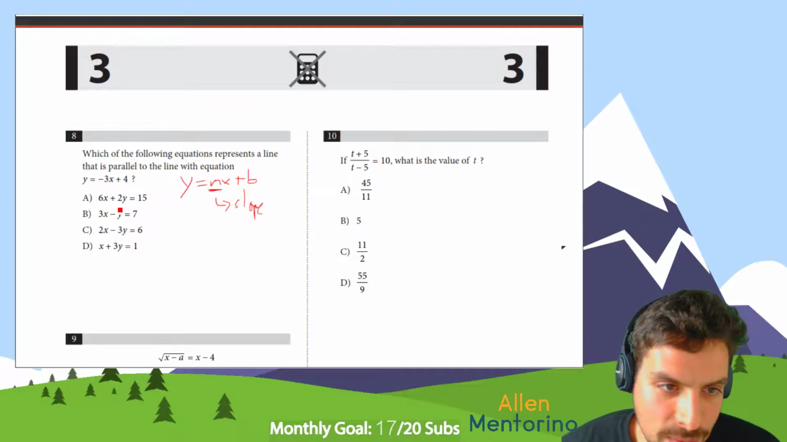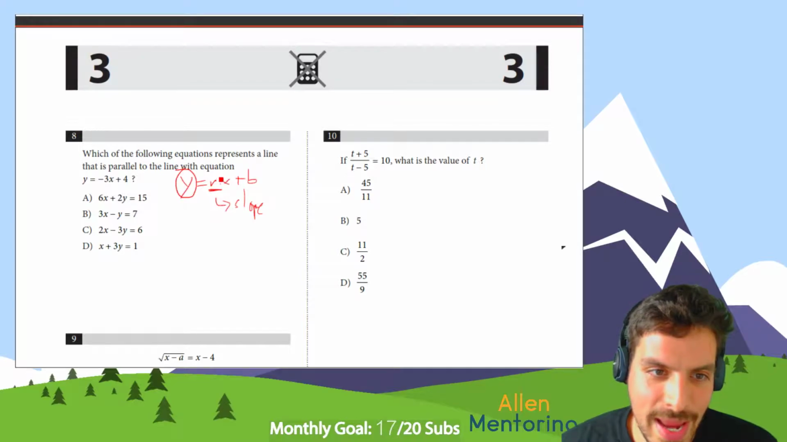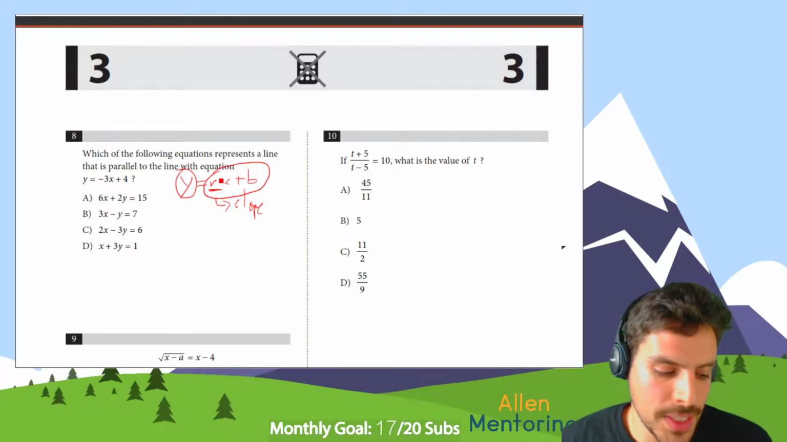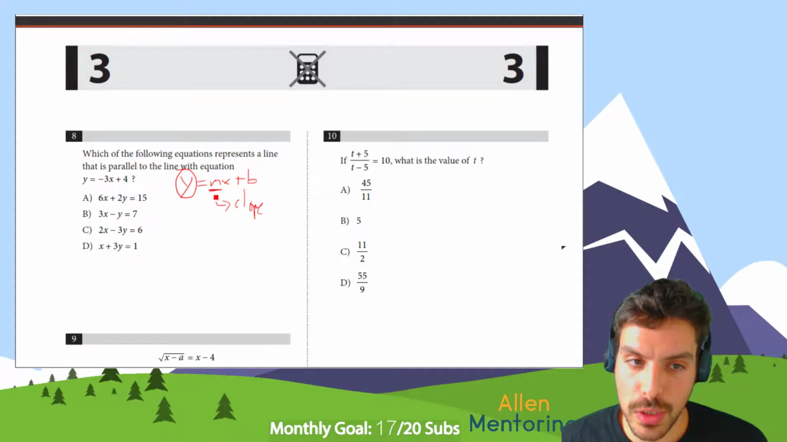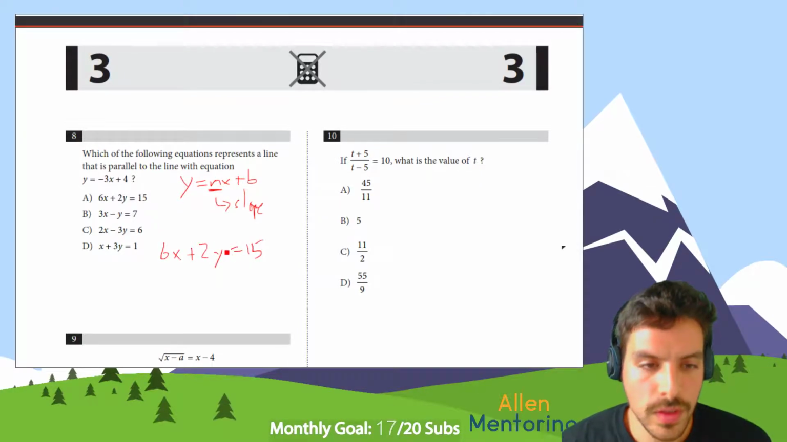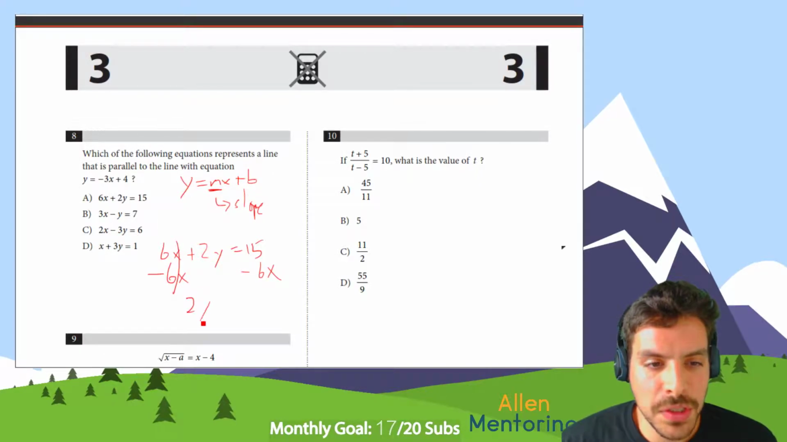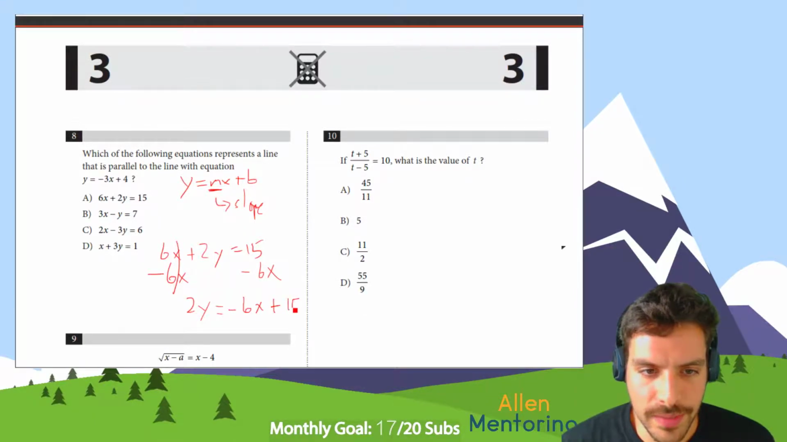So to do that, we have to make sure that the y is on one side. Okay, the y has to be on one side and everything else has to be on the other side. That's the only way that we can verify what the slope is. So I see in this first problem, the y and the x are on the same side. So if I rewrite this here, I want to get this x away. I want to get it to the other side. So I'd subtract 6x on both sides. Okay, the opposite to both sides. So now we have 2y is equal to -6x plus 15.